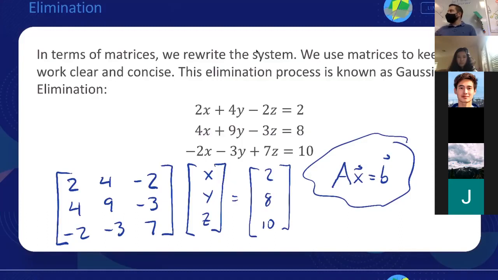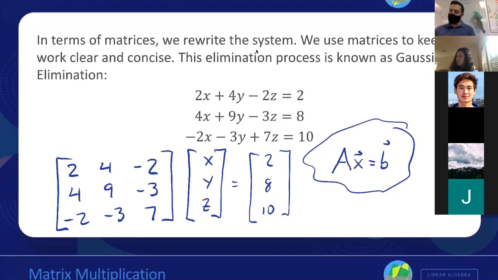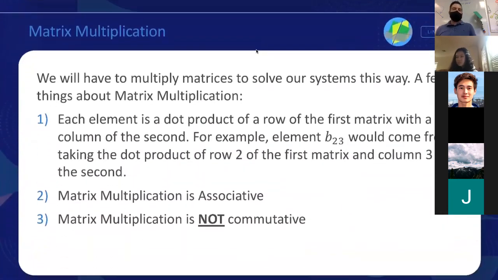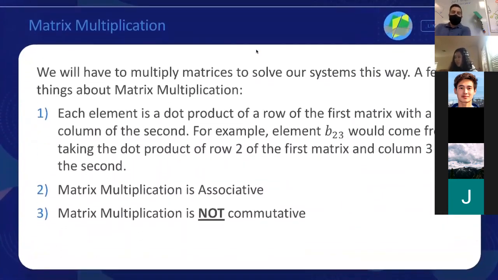Okay, and so that's how we're almost always going to rewrite our system. We're not going to leave it as separate equations. We're going to rewrite it as one single matrix equation. All right, everything we'll do is basically going to be multiplying matrices to solve the system then. So make sure you know these 3 things about matrix multiplication. 1, we already went over this yesterday. All multiplication is dot products of the row of the first matrix with a column of the second.